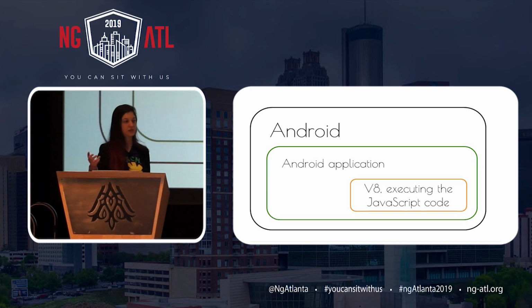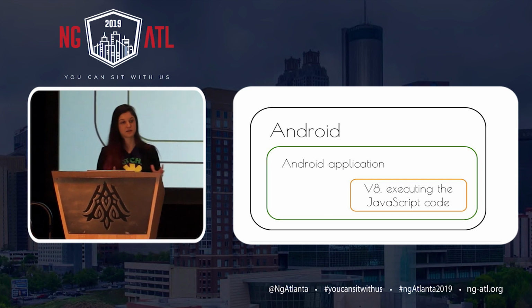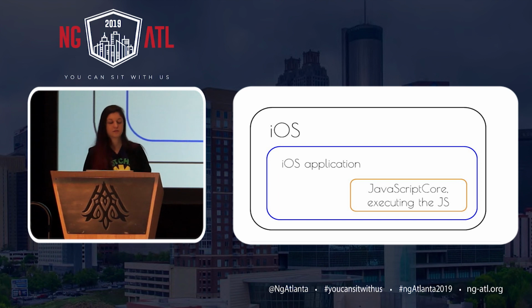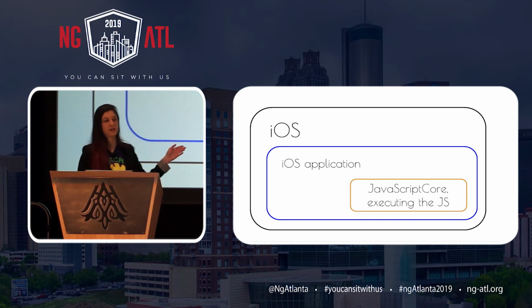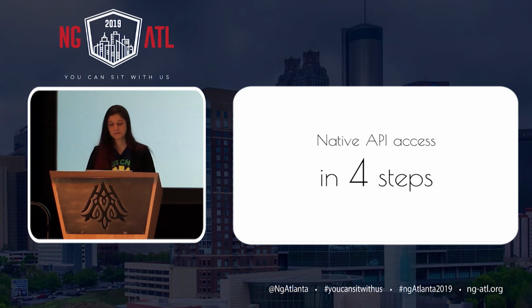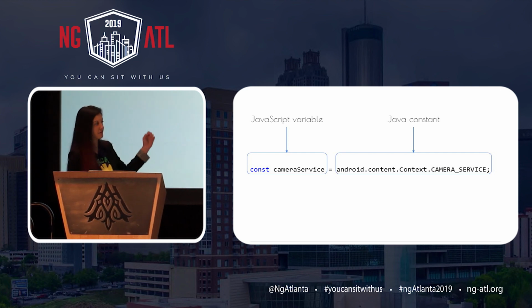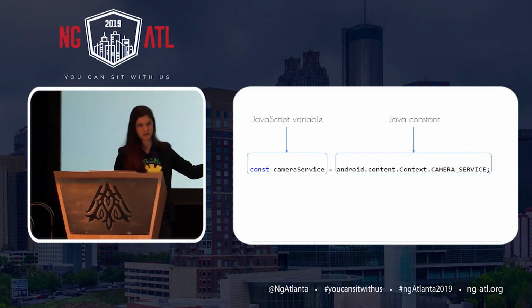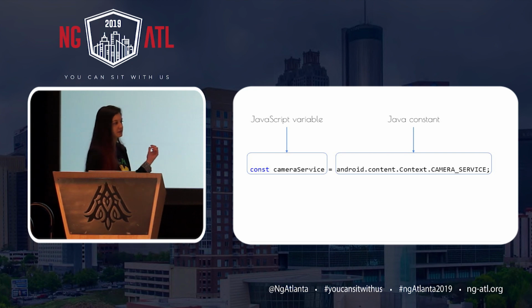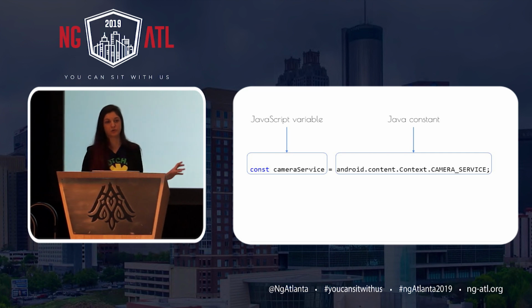So we have V8 executing the JavaScript code. And the second important thing is, again, we have access to native APIs. Yeah, for iOS, it's pretty much the same, but instead of V8, we're using another JavaScript engine, JavaScriptCore. So 4 easy steps to bring you the native API access. Let's see that expression. We have some Java constant that comes from Android, and we're assigning that to a JavaScript variable. And that is totally valid NativeScript code.